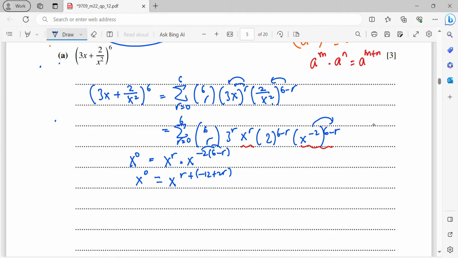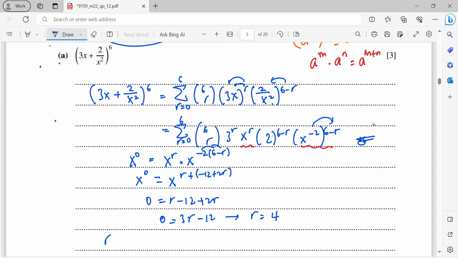Now I will just do expansion. I will just do comparison. So 0 equals r plus times minus 12 is minus 12. Plus times plus 2r is plus 2r. So from here I will get 3r minus 12 equals to 0, which means my r is going to be 4. So the term independent of x happens when r equals 4 in this whole expression.